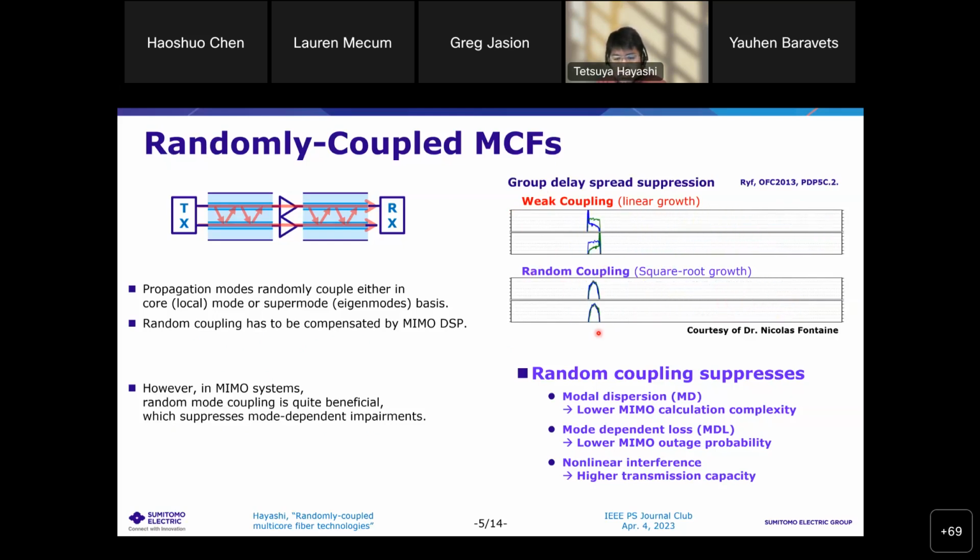So such a random coupling can suppress the accumulation of the modal dispersion, modal dependent loss, and also can suppress nonlinear interference. With a lower modal dispersion, MIMO calculation complexity can be suppressed, and with a lower MDL, MIMO outage probability can be suppressed, and with a lower nonlinear interference, the transmission capacity can be increased.